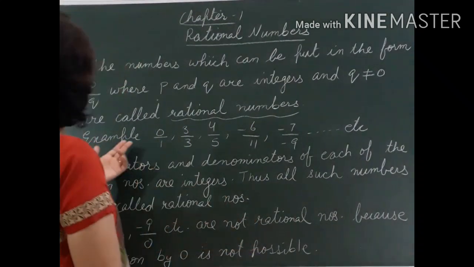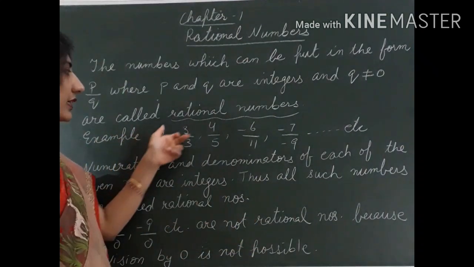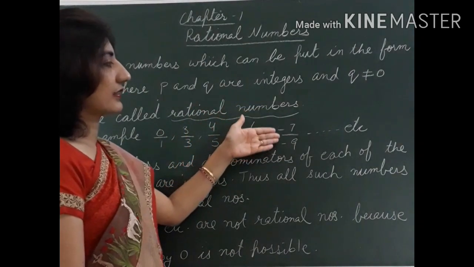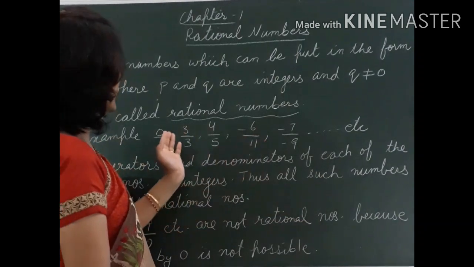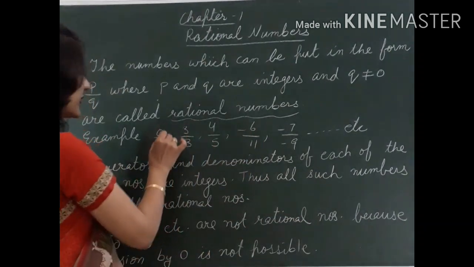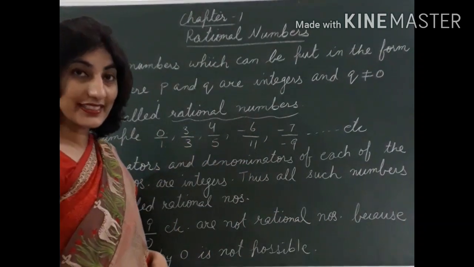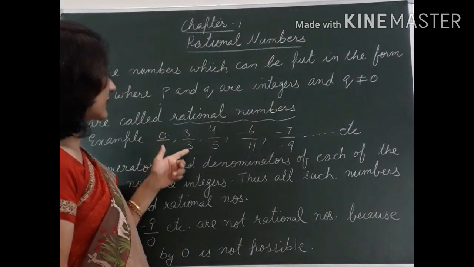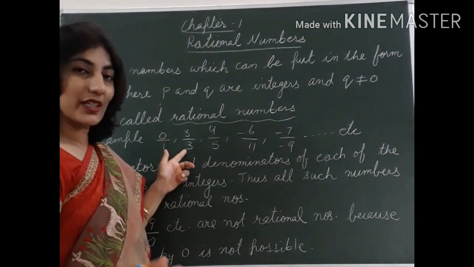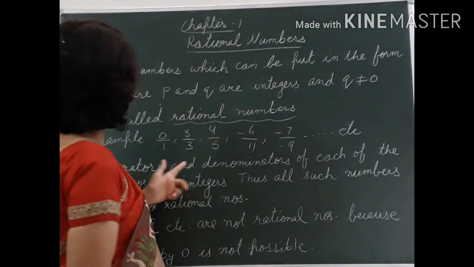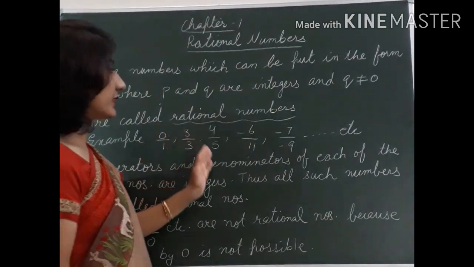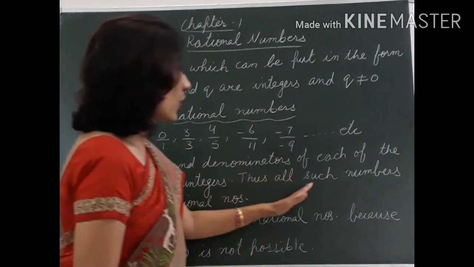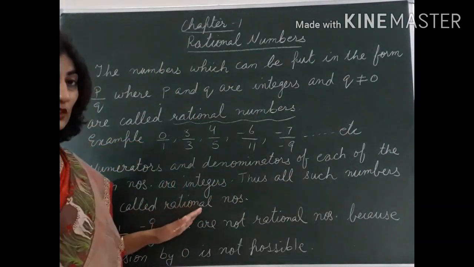For example, 0 by 1, 3 by 3, 4 by 5, minus 6 by 11, minus 7 by minus 9 and so on. In all these examples you can see the numerator and the denominator both are integers. 0 upon 1 will come 0, 3 upon 3 if you cancel it will be a whole number, so that is also considered in rational numbers. The numerators and the denominators of each of the given numbers are integers. Thus, all such numbers are called rational numbers.